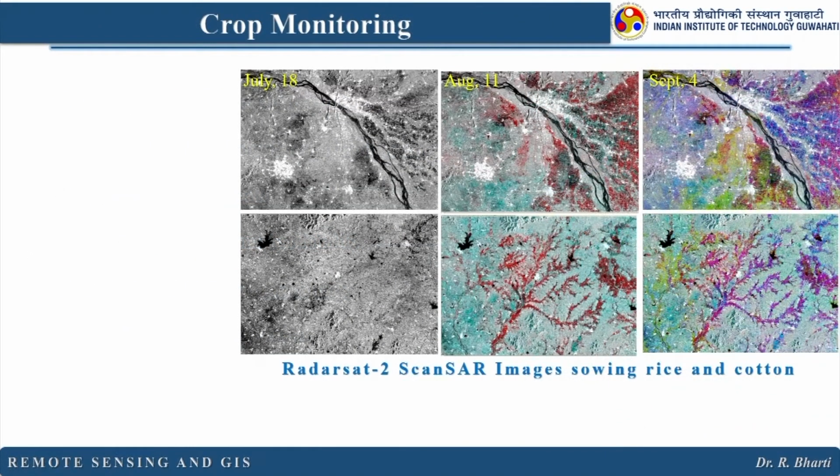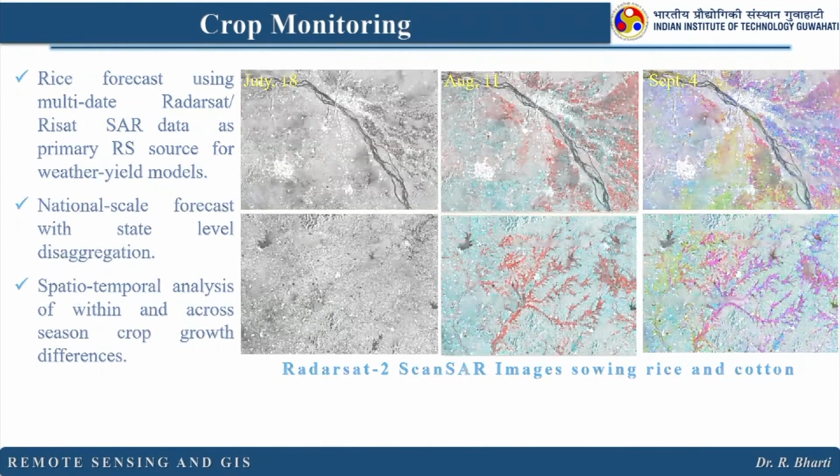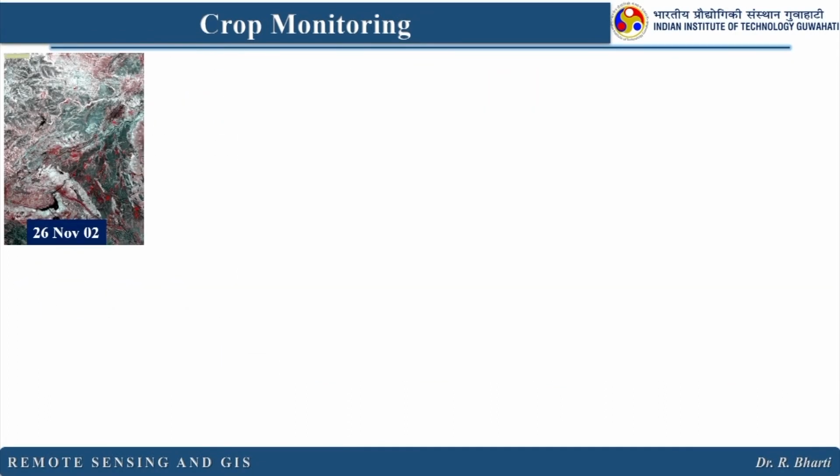Crop monitoring, this is one example from RISAT-2 scan image showing rice and cotton. So rice forecast using multi-date RISAT SAR data as the primary remote sensing source for a weather or yield model. So these are the potential areas where you can think to start your research.